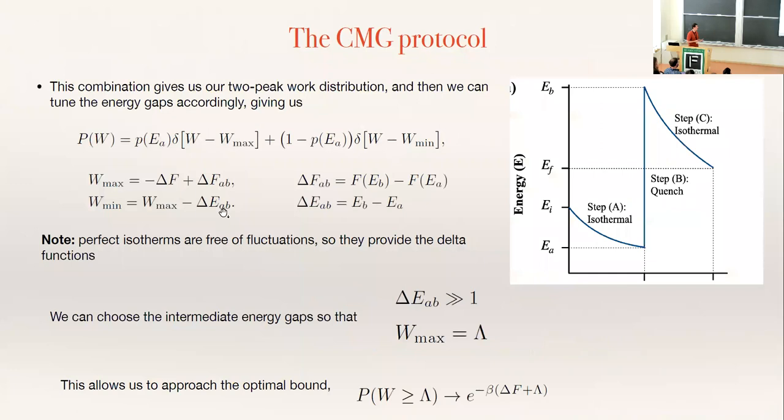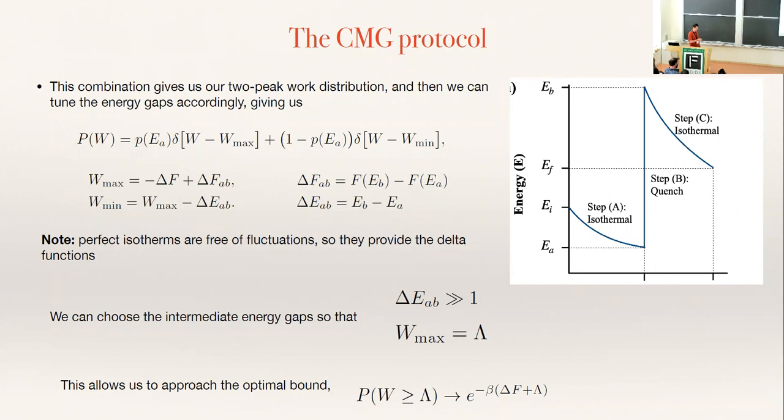As long as you do this, you do actually saturate this bound, and you will see that the majority of trajectories do give you more work than the free energy. They show that you just have to tune these energy levels in the protocol so that you can reach it.